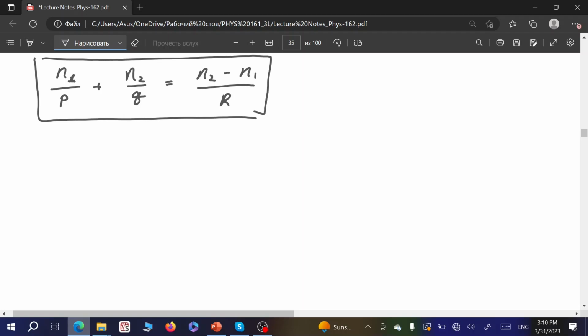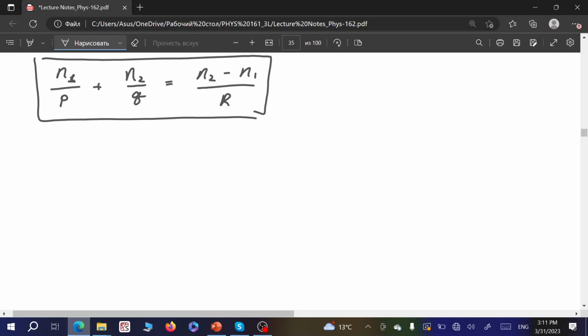Here we see N1 is the refractive index of the first medium, then P is the distance from the object to the interface between two mediums, N2 is the refractive index of the second medium, and Q in the denominator is the distance from the interface to the image. Again, it may be either real or imaginary, so depending on where it's located and how refracted rays are intercepted, we will deal with either a real or an imaginary image of the object.